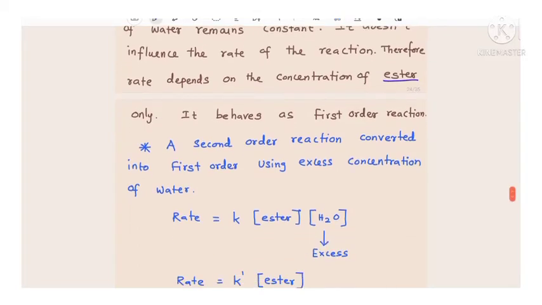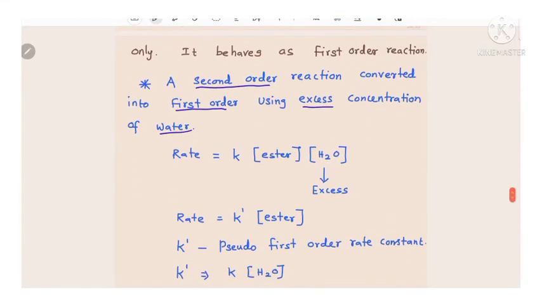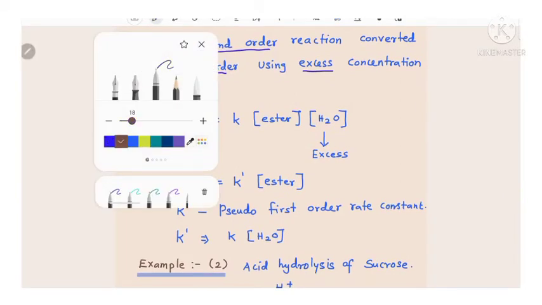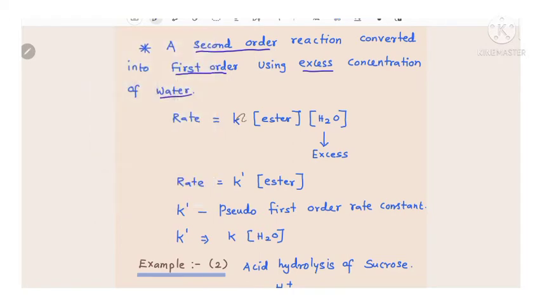So this is the exact definition of pseudo first order: a second order reaction is converted into first order using excess concentration of water. Now for the above ester hydrolysis, the rate law can be written this way. Rate is equal to rate constant K into the concentration of the two reactants, one is ester, another one is water.